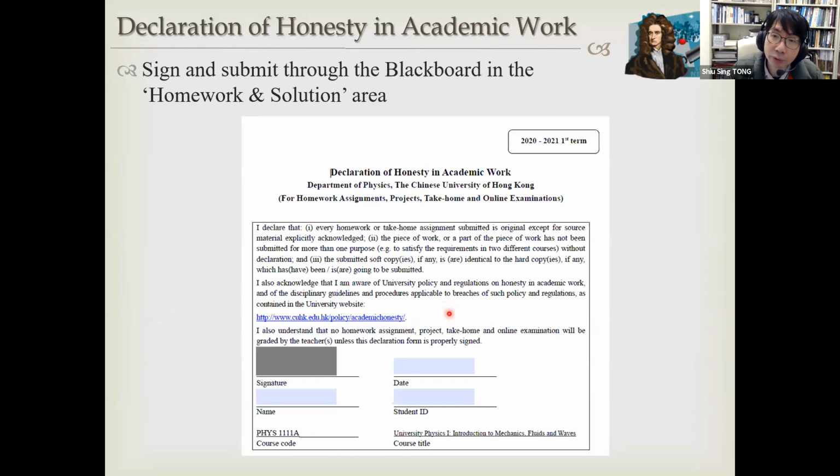You download that declaration form, and that is for you to declare that you do not cheat in the homework or any exam, and also that you are honest. You do not plagiarize any homework or exam, and you put your signature and your personal information here. This is a PDF document, so you have to save after entering your details and you sign it. You save it as another file using your name, and then you submit that file to Blackboard. So that is the idea.